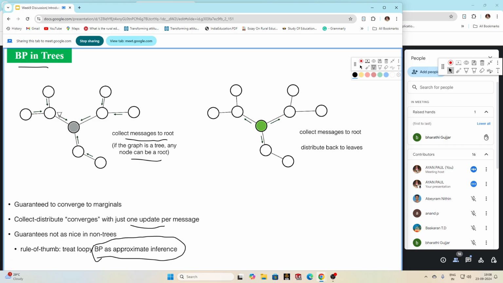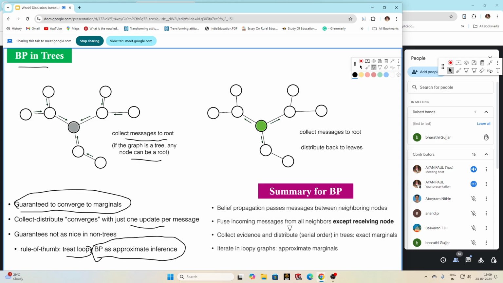Here there is a direct flow of messages from each node to the root node, and from the root node back to each node. So it is guaranteed to converge to the marginal, meaning you will get the right answer. But if it is a loopy graph, or a cyclic graph, belief propagation will give an approximate inference.